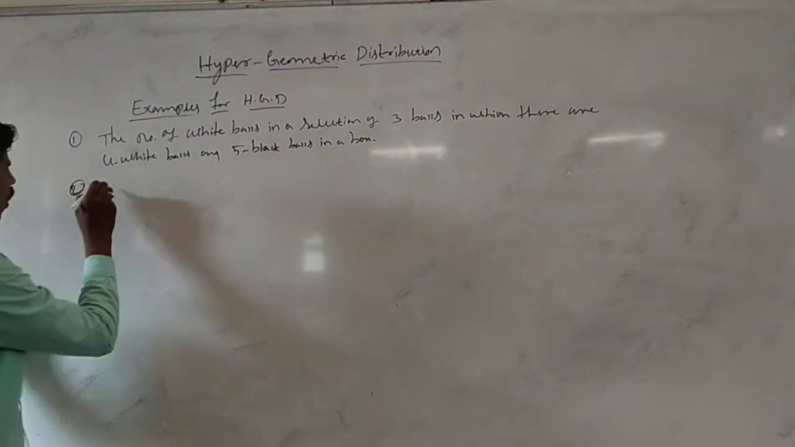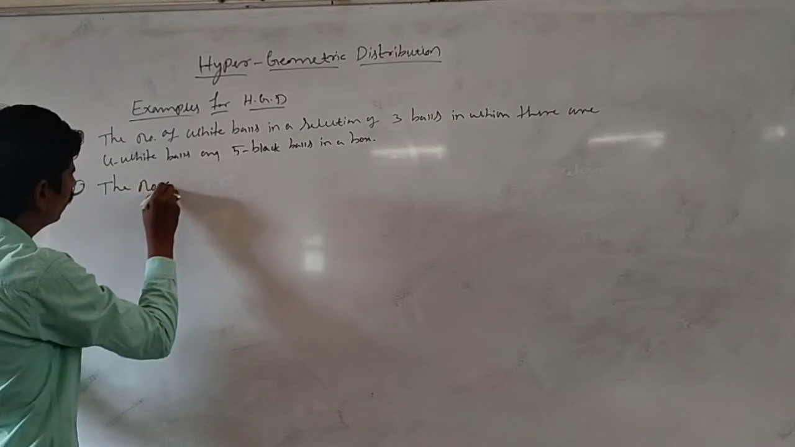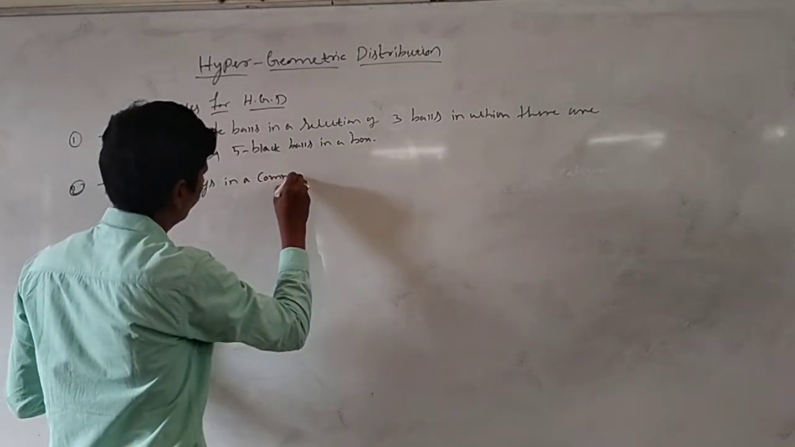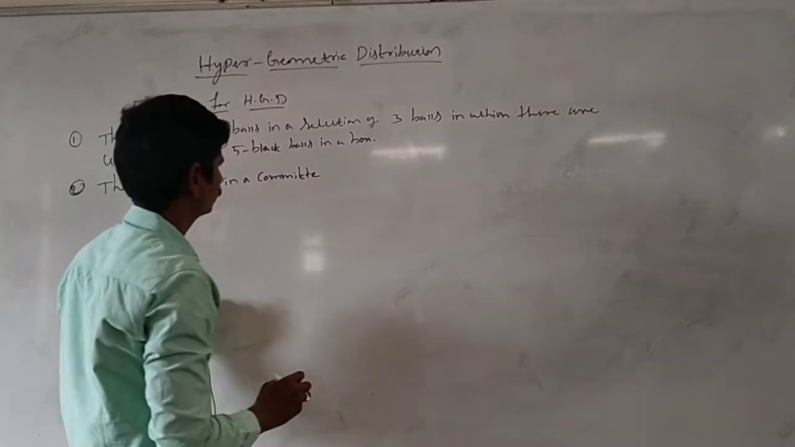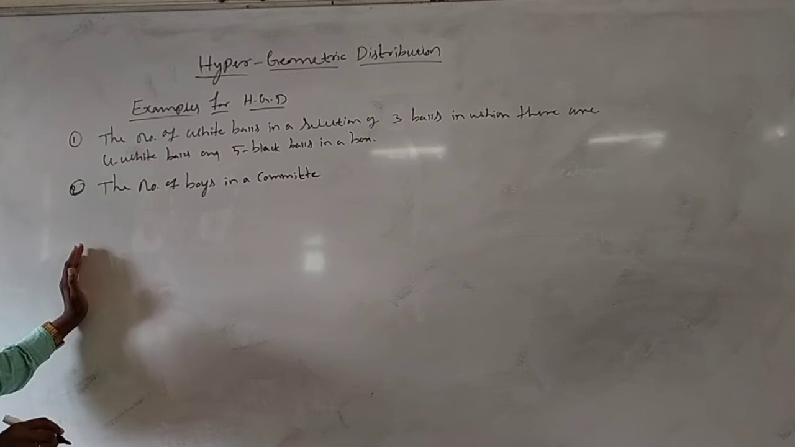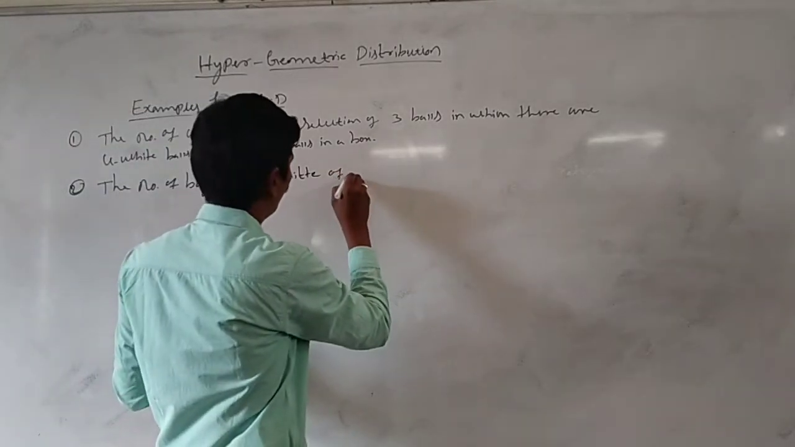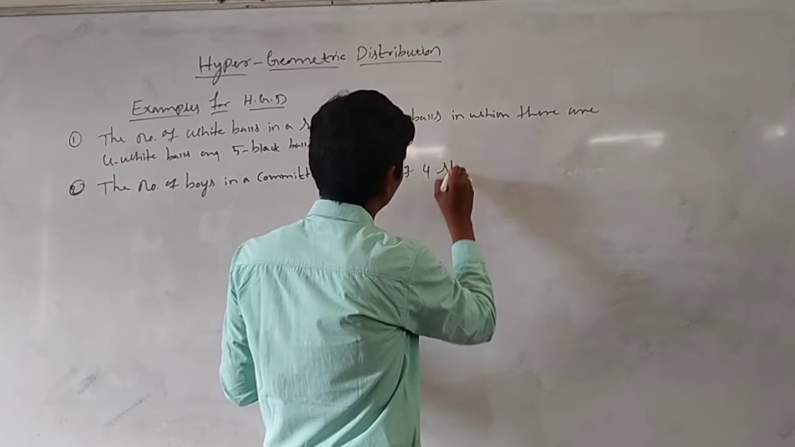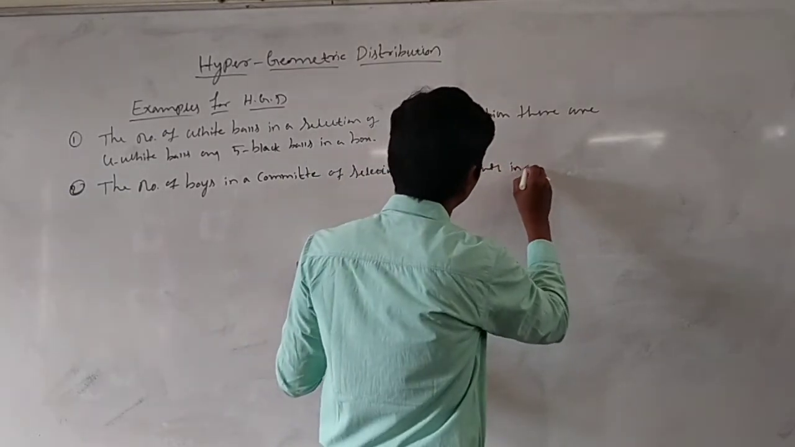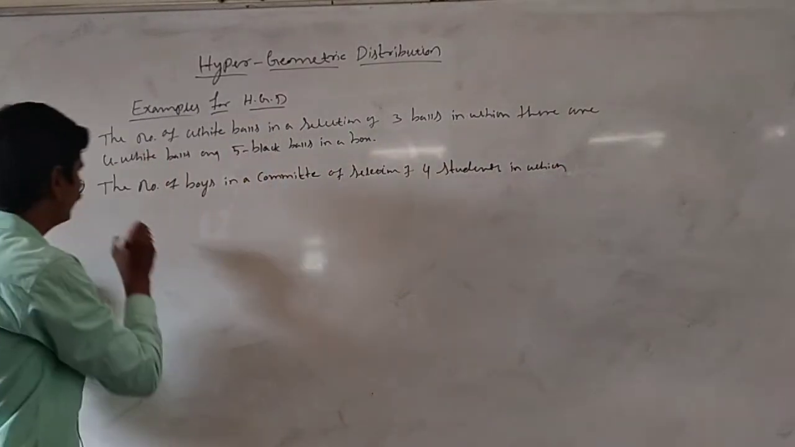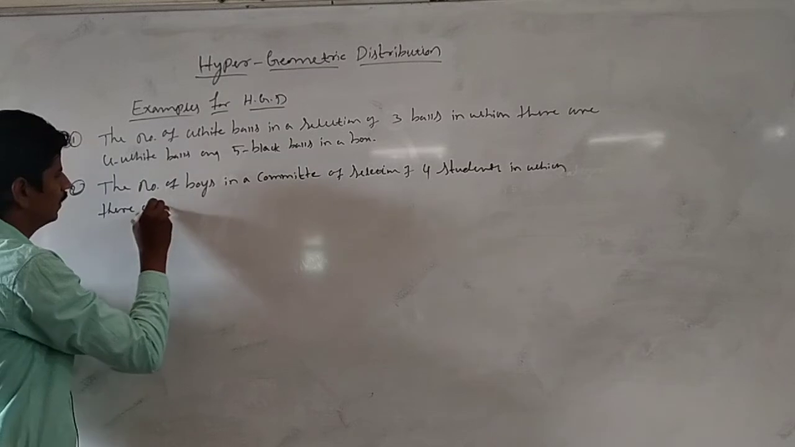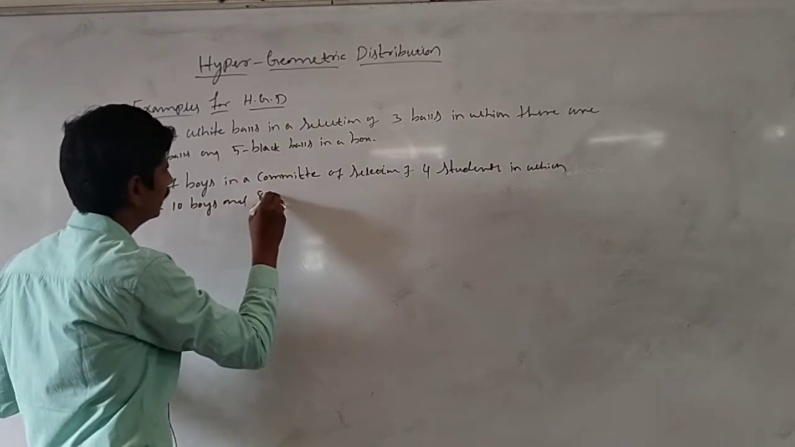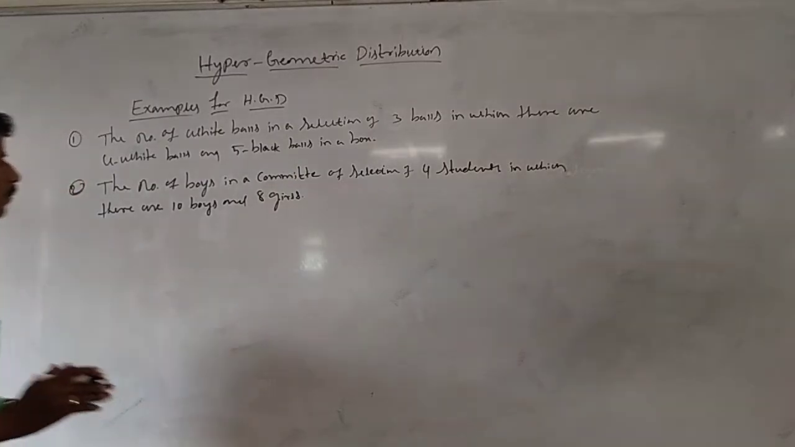Second one, the number of boys in a committee of selection of 4 students in which there are 10 boys and 8 girls.